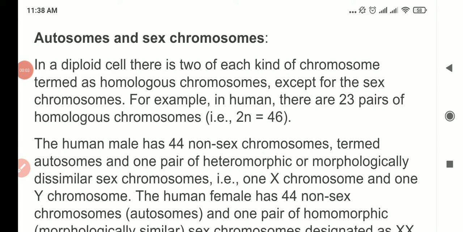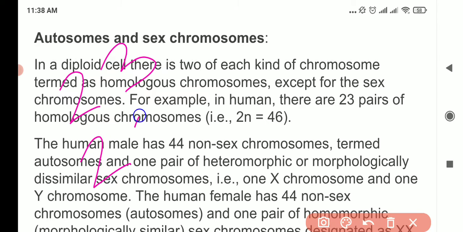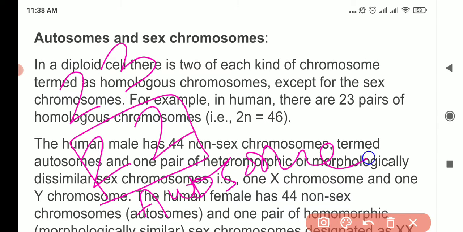The next part is autosomes and the sex chromosomes. So autosomes are, in simple terms, the normal chromosomes. Like in humans we have 23 pairs. So 22 pairs will be your autosomes, all those chromosomes for your liver, your kidneys, your lungs, your brain, etc.